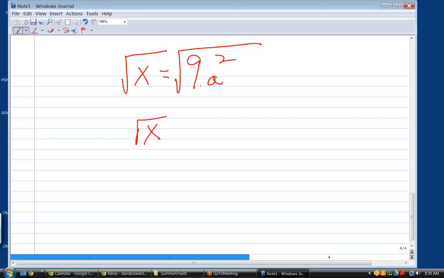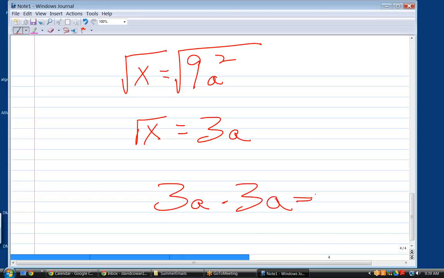What's the square root of 9a squared? 3a. Notice why. 3a times 3a is equal to 9a squared. In other words, when we multiply the same base, a's, and they have an exponent of 1, we're going to add the exponents. So the a becomes a squared.